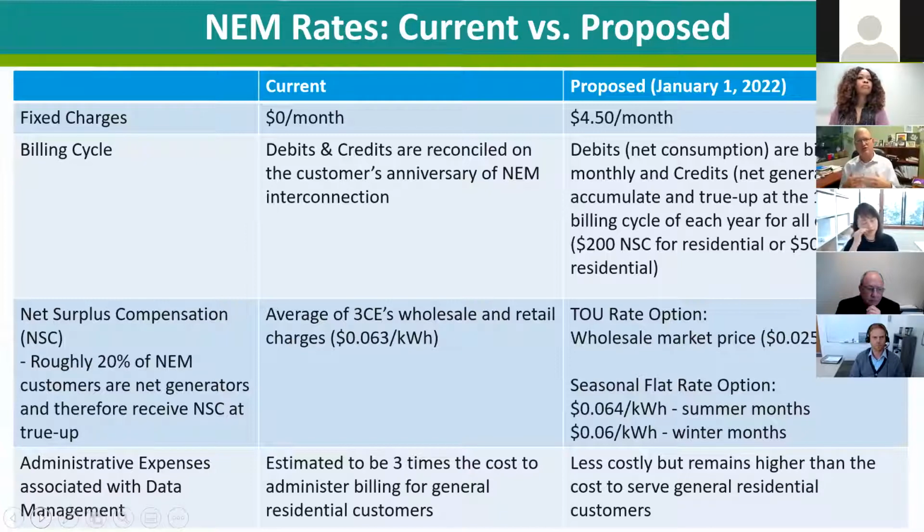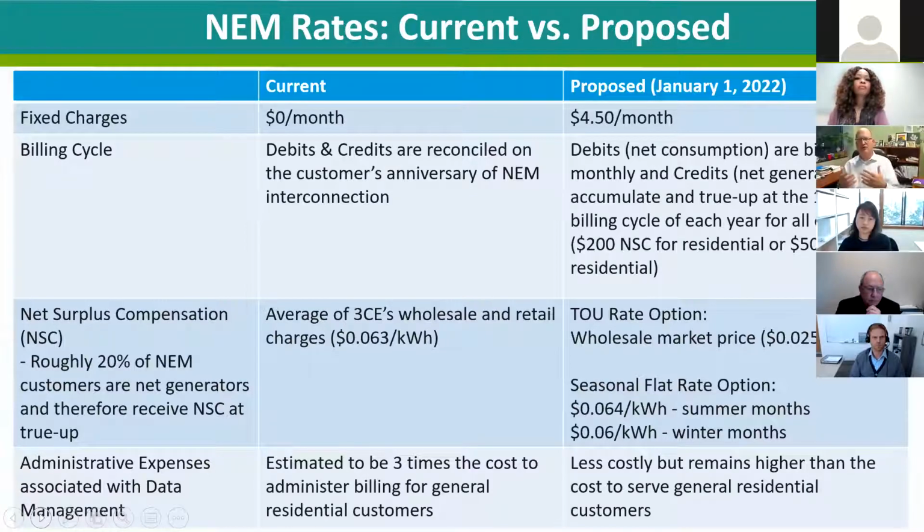There are also some changes in the way the billing cycles work. Right now, the debits and credits are reconciled on an annual basis, on the anniversary of when you as a net metering customer hooked up to the system. That is going to change to a monthly analysis around some of the net consumption and the credits.